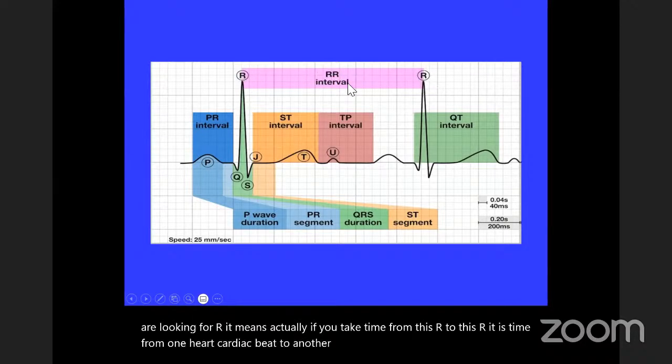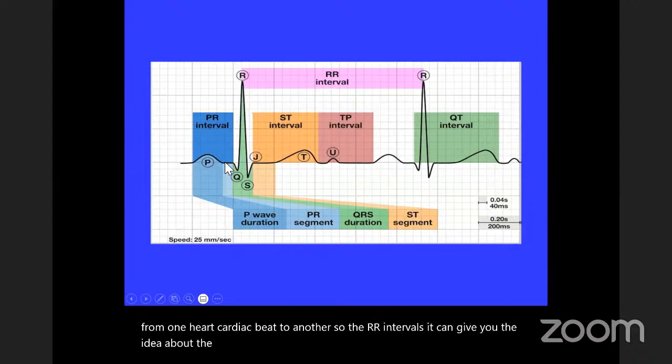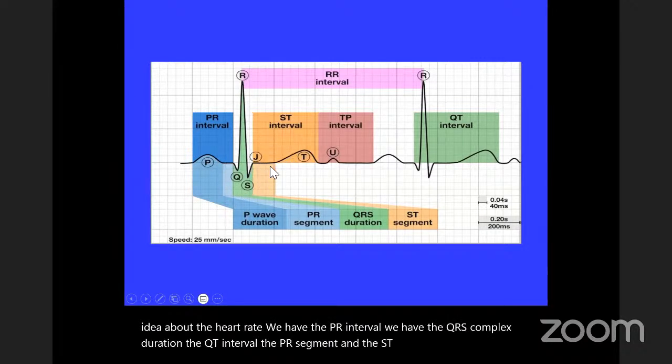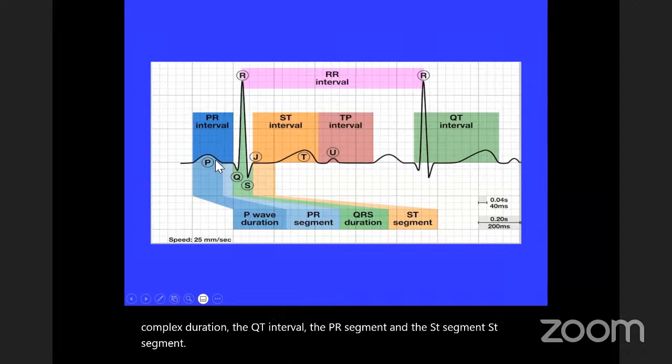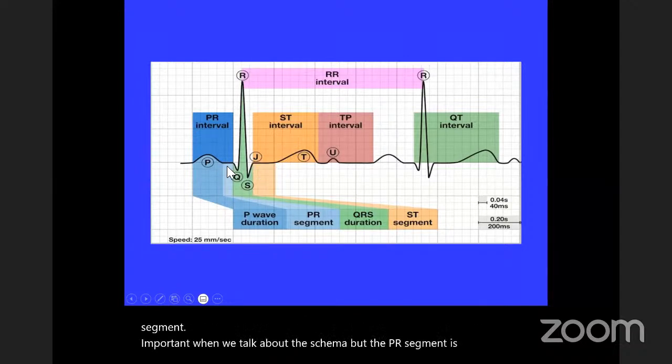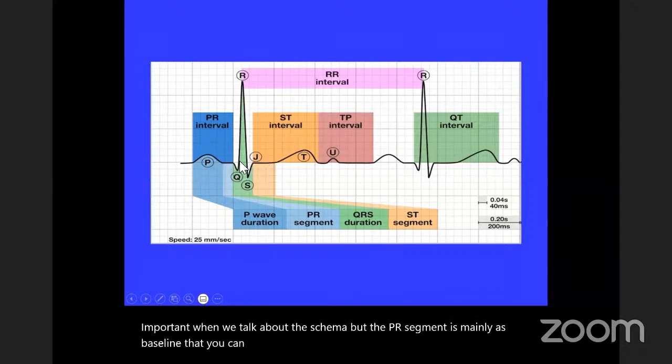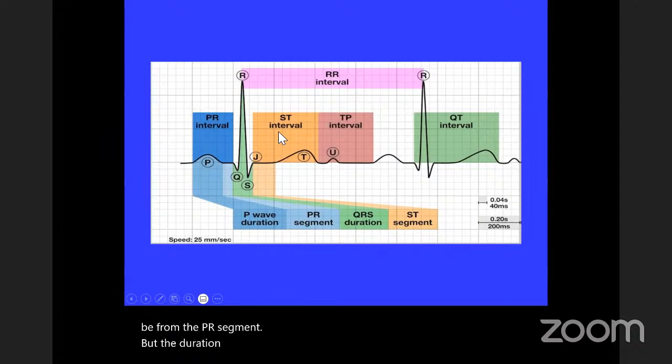So the RR intervals can give you an idea about the heart rate. We have the PR interval, the QRS complex duration, the QT interval. The PR segment and the ST segment: the ST segment is important when we talk about ischemia, but the PR segment is mainly a baseline, so that you can see if the ST segment is above or below the line. The line would be from the PR segment. But the duration of the PR segment is not important. The duration of the ST segment is not important.